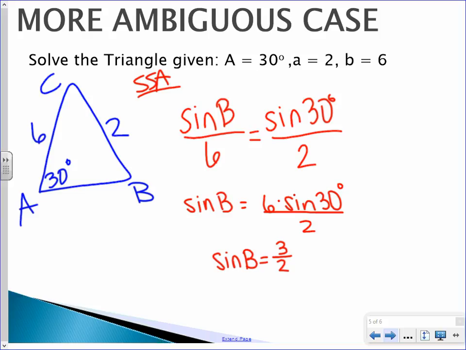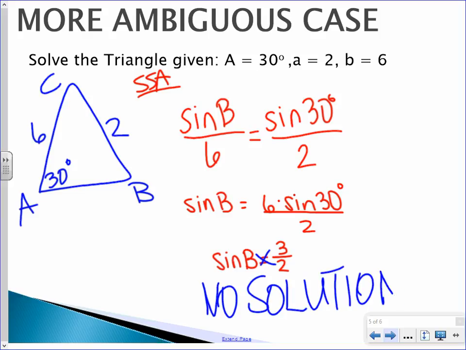If that happens to you, I wanted an obvious one so we can see it, but if you say inverse sine and it gives you a domain error, you do not have a solution. There is not an angle that can satisfy that ratio. So no triangle, and your problem is done. And that's all we have to do.